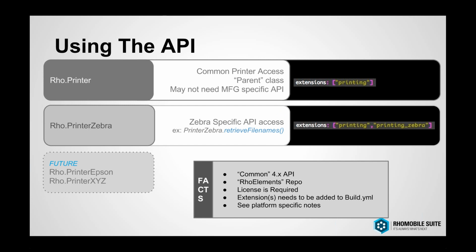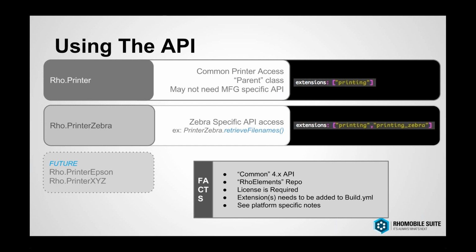Let's say in this case retrieve file names is an API that's only available in the printer Zebra API. They're both written as extensions, just like any common API, as we've been calling them since version 4.0, which are all written as extensions. And when you are going to include them in your application, they're not there by default. You need to include this extension. They're not in the core APIs. They're actually built as an extension.